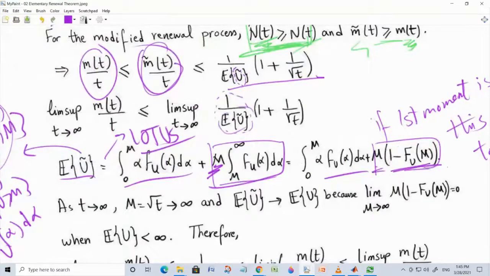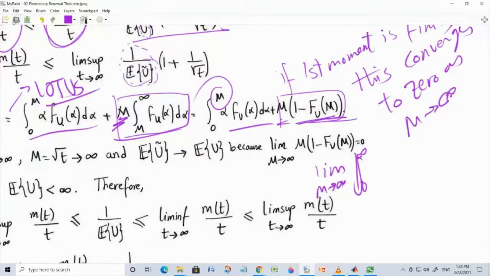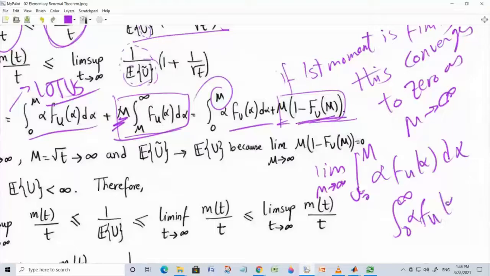And for random variables, if you take this M multiplied by the complementary CDF, so long as the first moment is finite, basically you can show that this will go to 0. At the same time, as you take the limit as M goes to infinity, this other guy here will go to infinity, and you will get the limit as M tends to infinity of the integral from 0 to M of alpha f_U of alpha. But by definition, this is basically the integral from 0 to infinity of alpha f_U of alpha d alpha, which is the expectation of U itself. Okay, so nice trick.